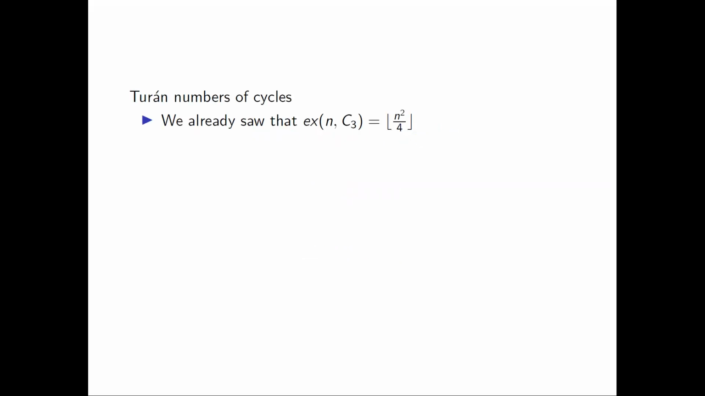The smallest cycle is just the cycle of order 3, C3. And in the earlier videos, we already saw what is the exact Turan number of this cycle. So we saw that the extremal function ex(n, C3) is the floor function of n squared over 4. This is known as Mantel's theorem.